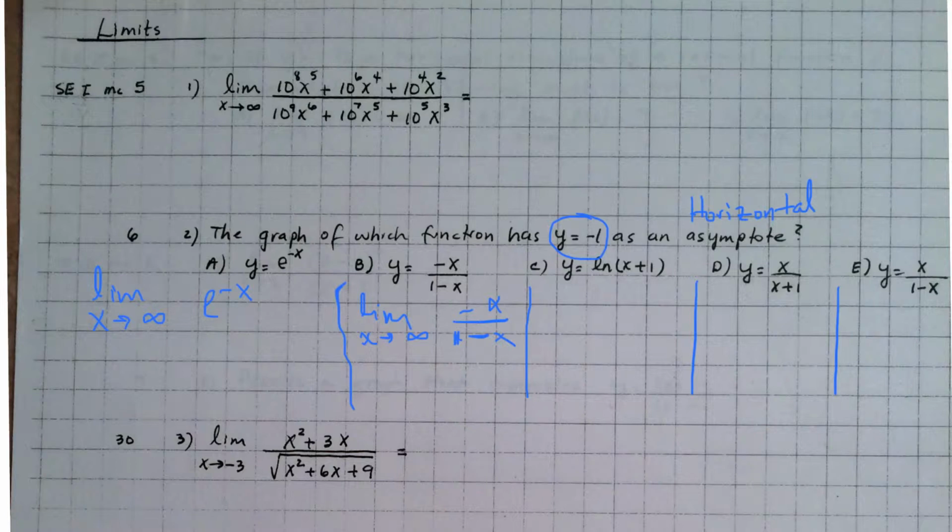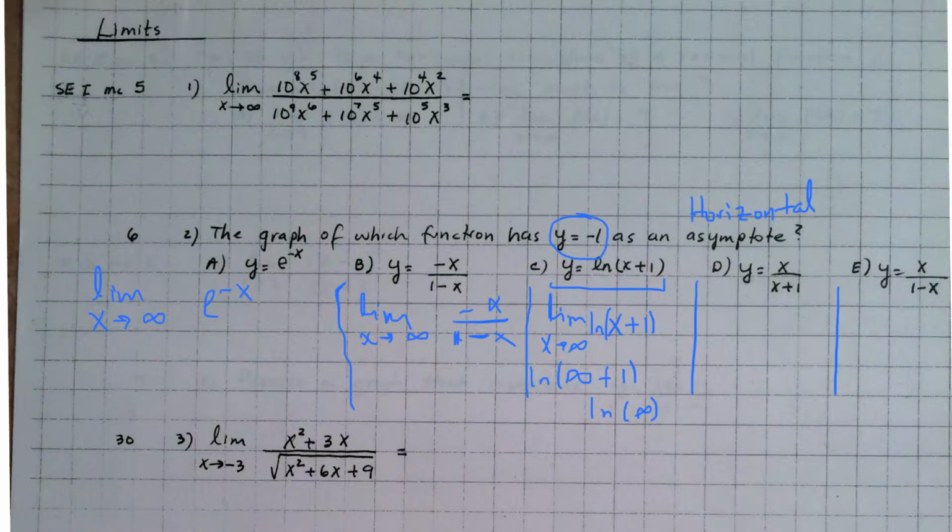Well, maybe I should add that for part C, this is the ln of x plus 1, and when you plug in infinity, you're going to get infinity plus 1. Let me just try this one for you. The limit as x approaches infinity of the ln of x plus 1. So when you plug in infinity, you'll have the ln of infinity plus 1, which is the ln of infinity.